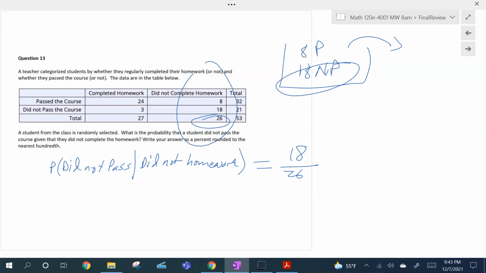So there's 18 out of 26, or 0.6923. Since we want this as a percent, 69.23%.